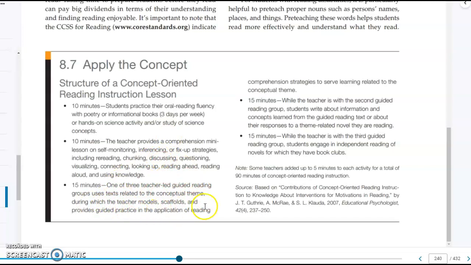During which the teacher models, scaffolds, provides guided practice. So we've talked about a lot of that. Watch me, I'm going to model first. Oh, we're going to do some together.